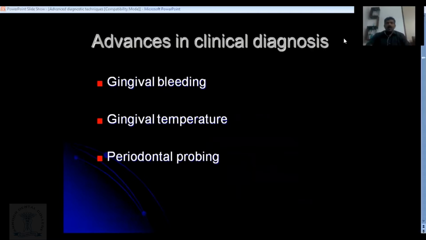Clinically, you can diagnose periodontal disease by looking at inflammation. How do you assess the inflammation of the gingiva or the periodontal tissues? That is mainly by means of bleeding. Second, you have an advanced technique by which you can measure the temperature of the gingival sulcus and then come to a conclusion that the disease is active or inactive. That is gingival temperature. And third is the gold standard method by which you diagnose periodontal disease, that is by means of different types of periodontal probes. So first, we are going to discuss gingival bleeding.